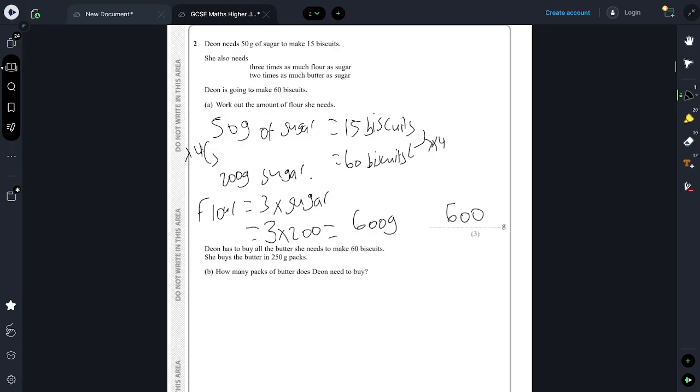So you're going to have to make use of every piece of information, most likely. Here we didn't use this in part A, 2 times butter sugar. But now it talks about butter in part B, so we're going to need to use this line of information here. So we know in part A she has 200 sugar. So we also know butter is going to be 2 times sugar, because she has 2 times as much. And that's going to be 2 times 200, which is 400 grams of butter.